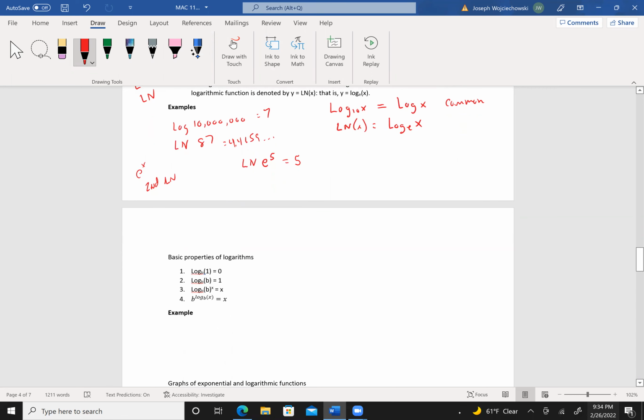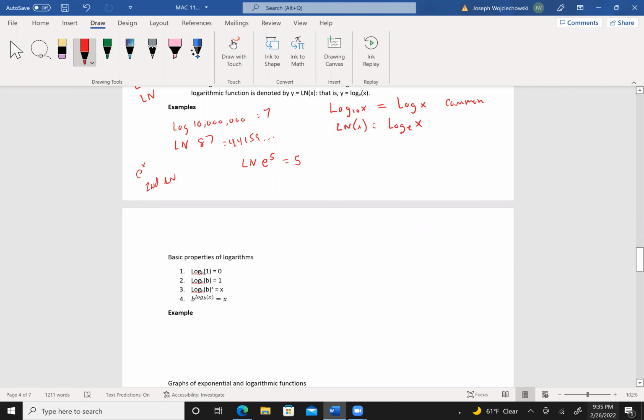So some quick looks at the basic properties of the logarithm. The log base b of 1 is 0. We saw that earlier, because anything to the 0 power is 1. The log base b of b is equal to 1, because b to the 1st power is equal to b. So the log base b of b to the x is simply x, and b to the log base b of x is x as well.